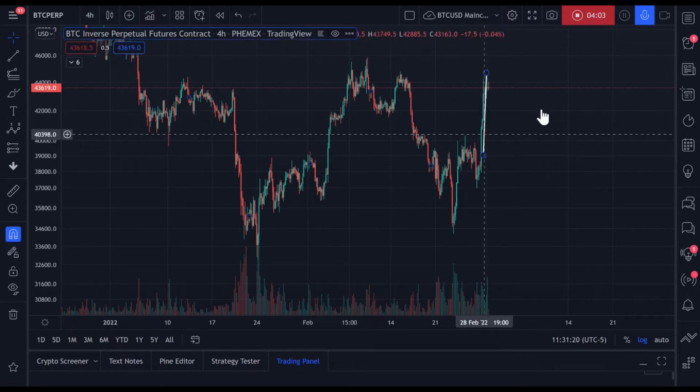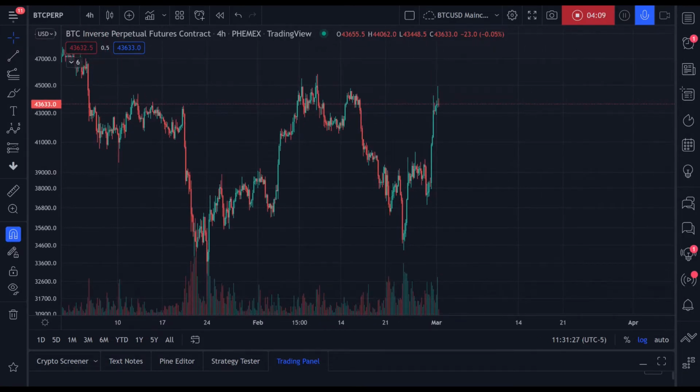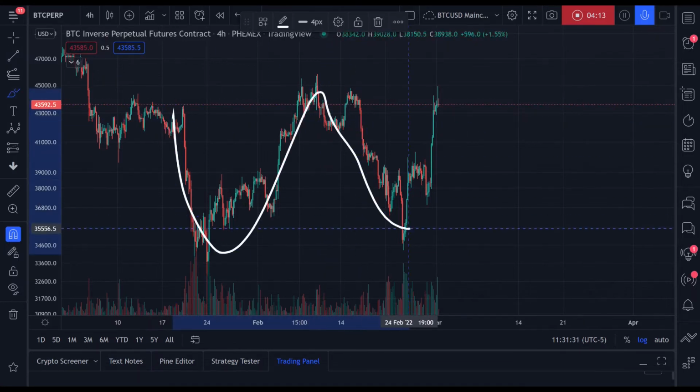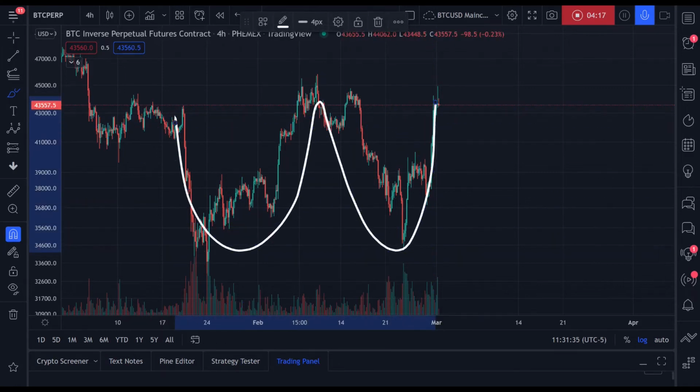Now, this smaller head and shoulders is what you usually see with inverse head and shoulders. The smaller head and shoulders becomes a larger head and shoulders. So I'm seeing a lot of analysts today saying, oh, we have a W pattern, and this W pattern has a target to the upside of between 57 and 58K. I'm not seeing that. Two reasons.